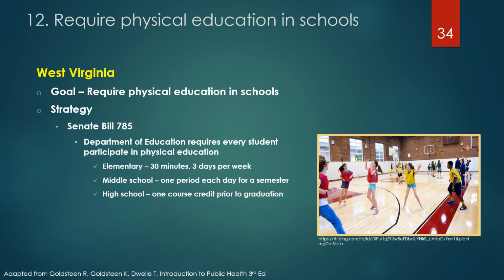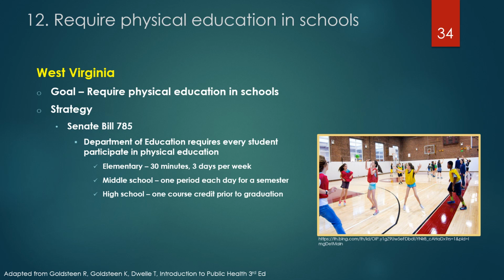12. Require physical education in schools. In 2006, West Virginia enacted Senate Bill 785 that directs the Department of Education to establish a requirement that every student enrolled in a public school participate in physical education (PE) classes during the school year. The bill also specified participation times by grade level.